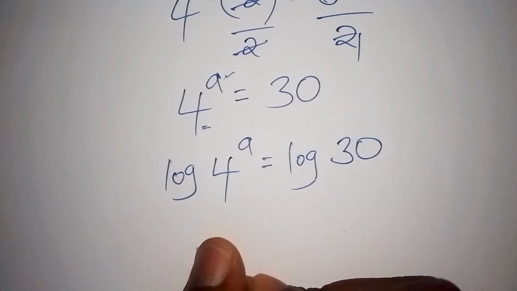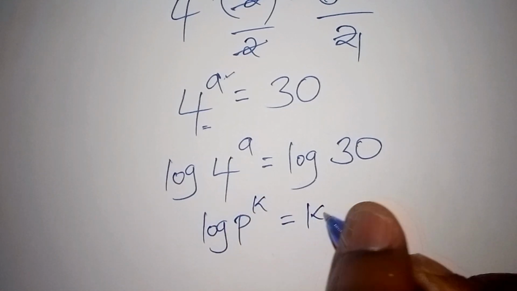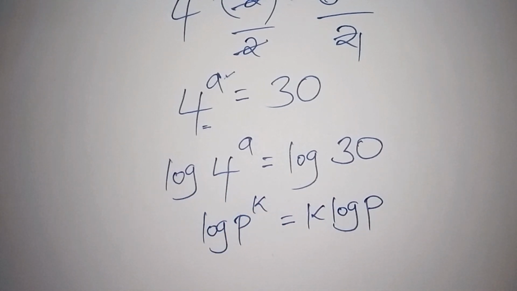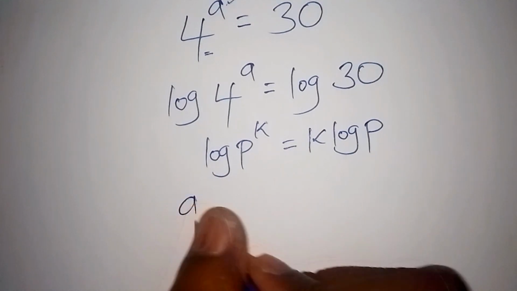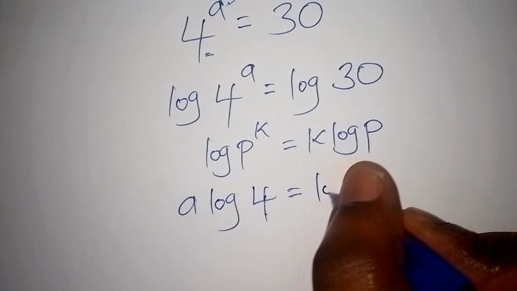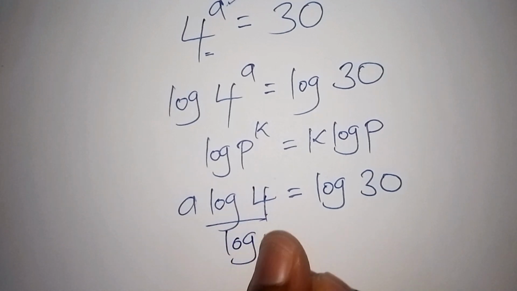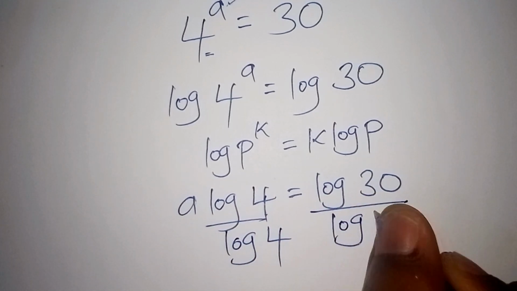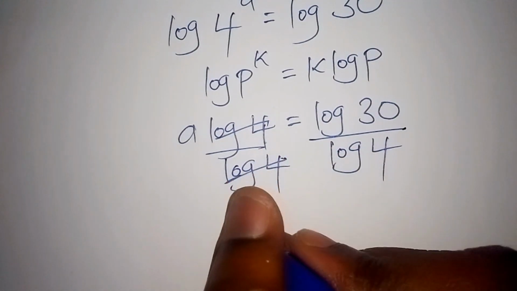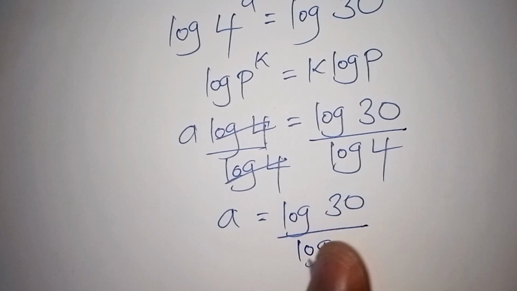So in this case, assuming that we have the log of p to the power of k, this can be written as k, the log of p. So when you write log of 4 to the power of a, we shall have a log 4, is equals to the log of 30. So for us to remain with a on this other end, we shall divide both sides by the log of 4. So the log of 4 and the log of 4 cancel. So now our a is equals to the log of 30 all over the log of 4.